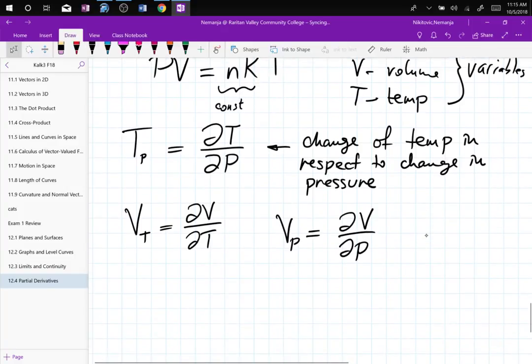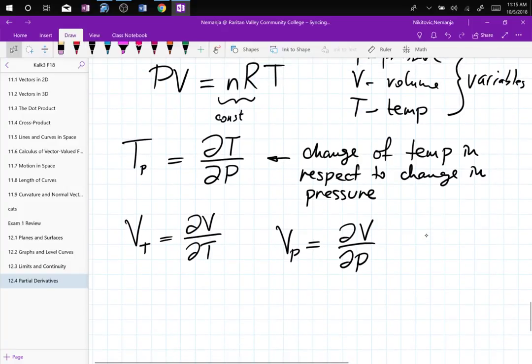So what do I have? Let's calculate V_T. To calculate V_T, I better have V alone on the left-hand side. So P gets shipped to the other side. So volume is equal to nRT over P. And since I am taking the volume and the temperature to be variables, that means that the pressure becomes constant as well.